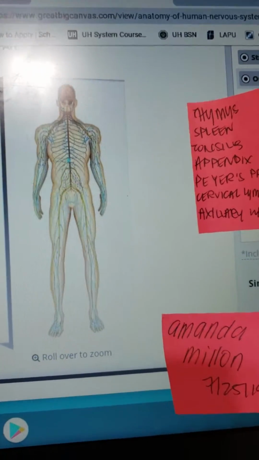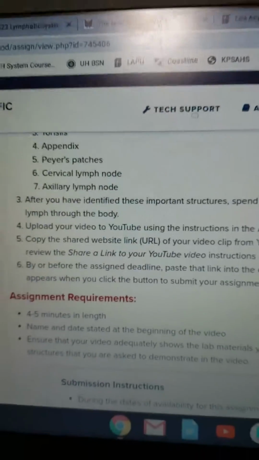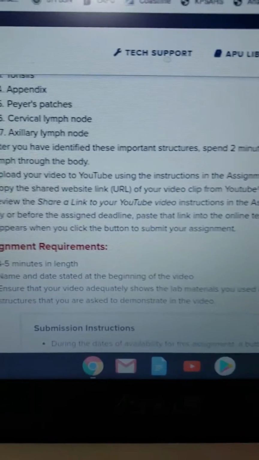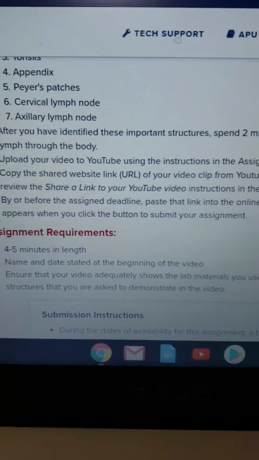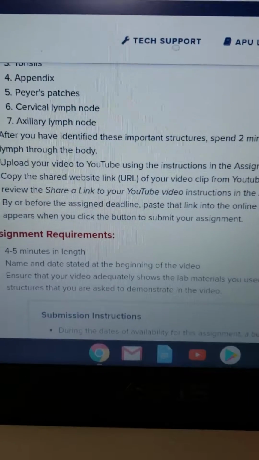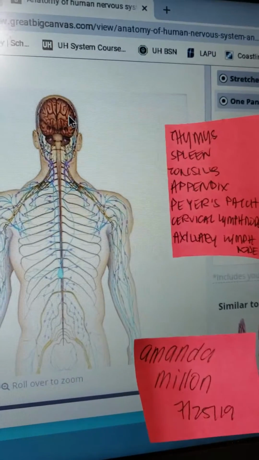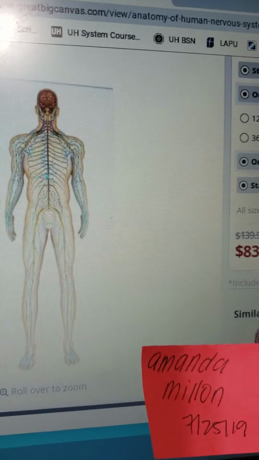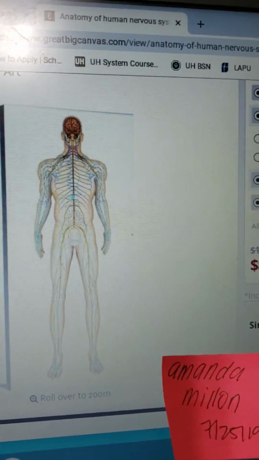Moving forward in our assignment, it says, let me pull it up. It says here, after you have identified these important structures, spend 2 minutes describing the flow of the lymph throughout the body. So we went over those things, and I'll go ahead and do my presentation. So this is done. But to me, the lymph basically is, I'm sorry, let me put up my notes here.